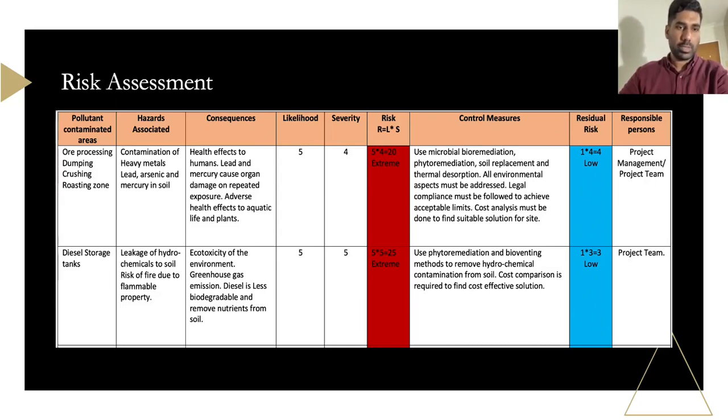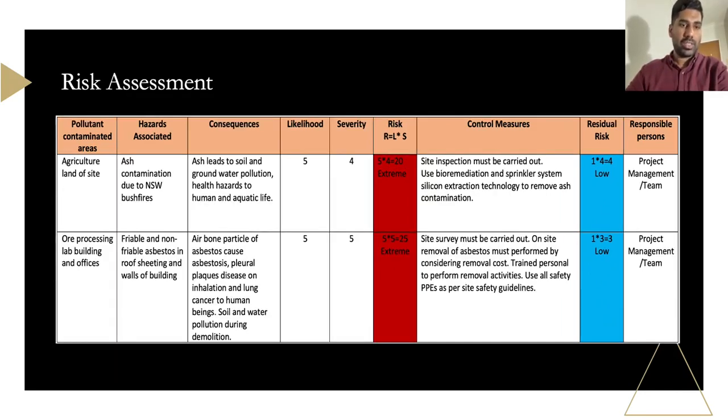Next polluted area is the diesel storage tanks. The contamination of hydrocarbons is found in the soil, which can lead to ecotoxicity of the environment, can cause greenhouse gas emissions, and other environmental problems. The best solutions for hydrocarbon removal are phytoremediation and the bioventing method. Next is the agricultural land of the site, which was used as agricultural land before the New South Wales bushfires, and now heaps of ash contamination is found. Ash leads to soil and groundwater pollution and can cause health effects to human and aquatic life. The remedies suggested are basically bioremediation and sprinkler system silicon extraction technology.